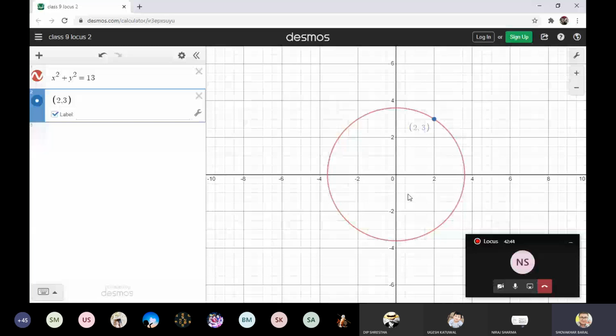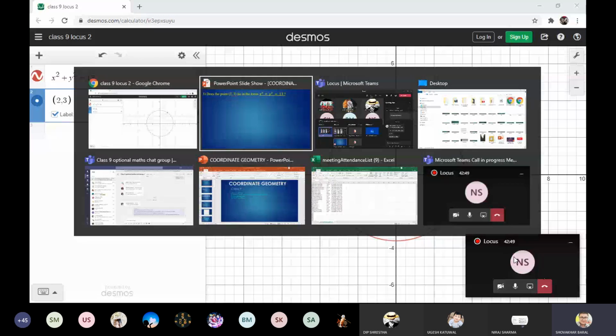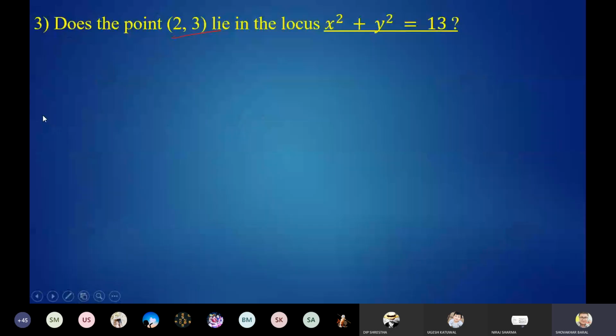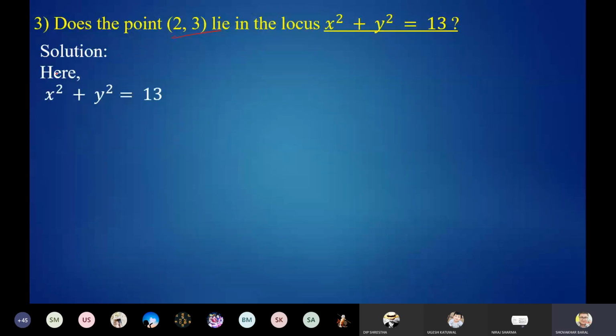अब यो त जियोमेट्रिकली भयो. Let us do it mathematically. Okay, let us do it whether this point satisfies the given condition or not. Okay, मैले अघि भनेको कुरा यहाँ ट्रू छ कि छैन. Let's show it. Okay, let's do it. So let me write it here. Solution here. I hope you have copied it.